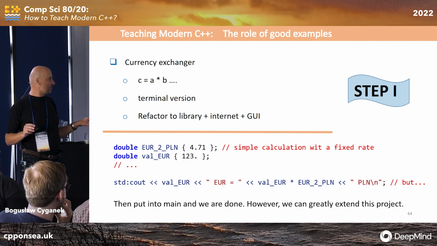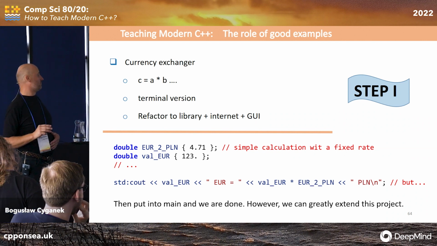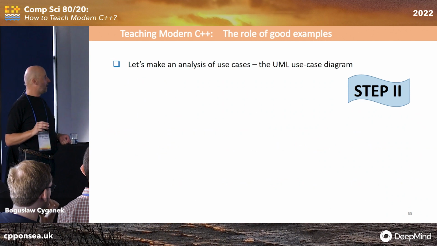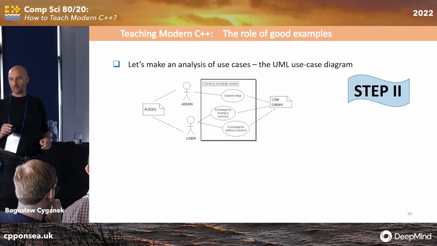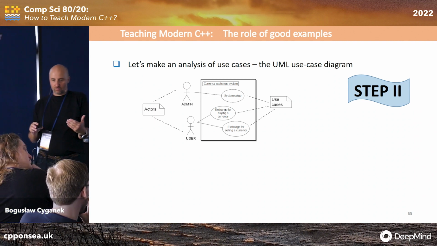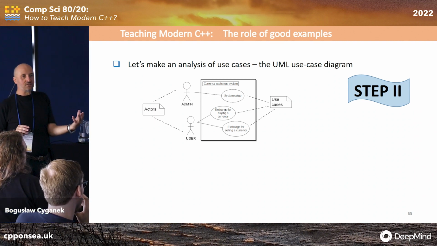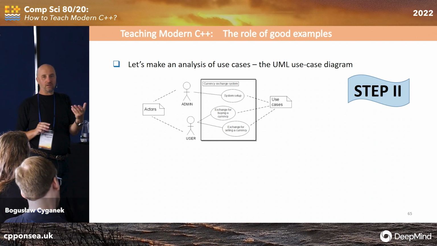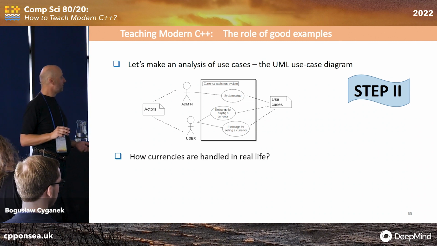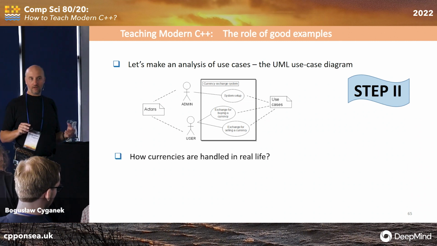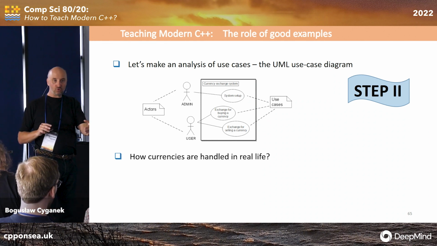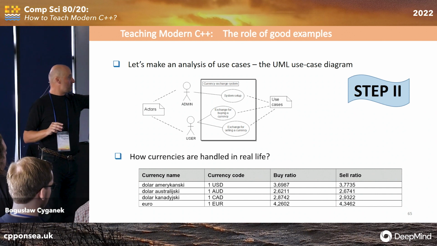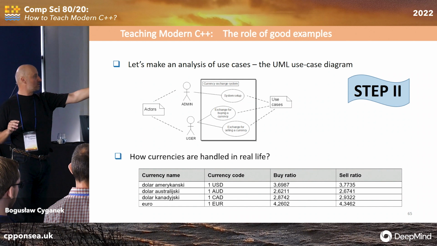You can finish here, but you can advance this and you can do much more with this nice example. Again, you can show some UML use case diagrams. Just design what you can do if you extend the system for everybody to use on the web or as an application, what you need more, not only one hard-coded exchange value, yeah? So how are currencies handled in real life? Just show this analysis of the problem before you go to the code. This is very important. So for example, we have some currency code, some names on the window, and buying ratio, sell ratio.